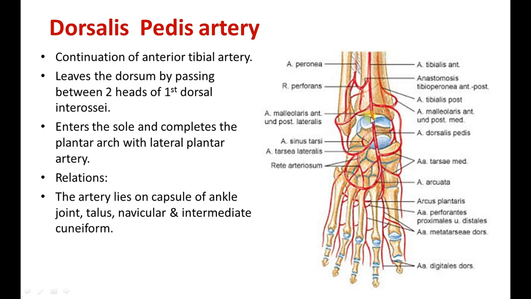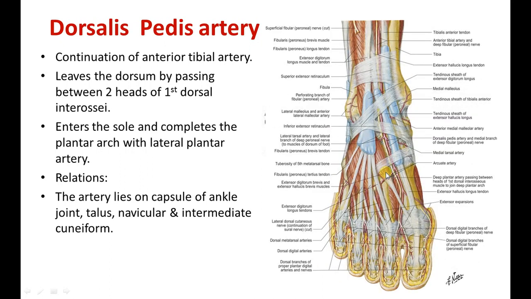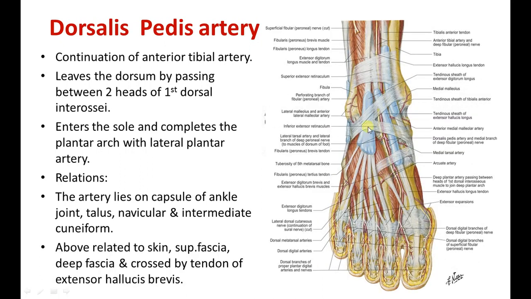So the artery lies posteriorly over the ankle joint, navicular bone, and the intermediate cuneiform bone. It lies successively on top of these. And anteriorly it will be covered by the skin, superficial fascia, the deep fascia, and the tendon of extensor hallucis brevis crosses, and it is also overlapped anteriorly by the inferior extensor retinaculum.